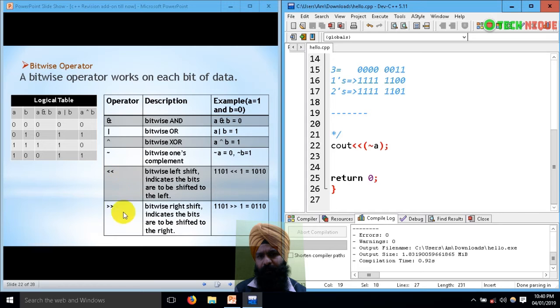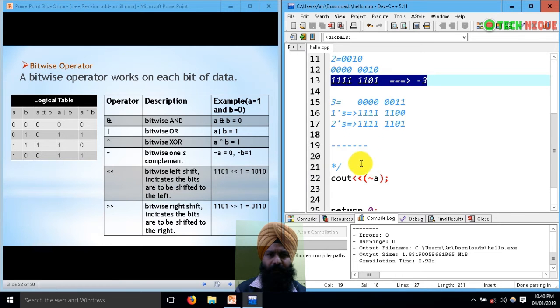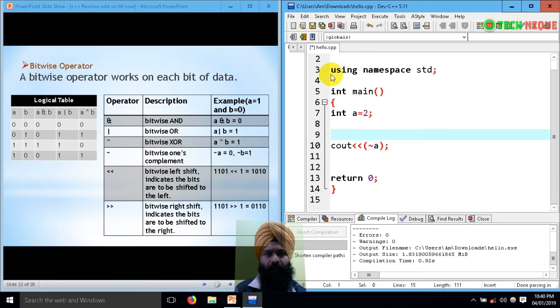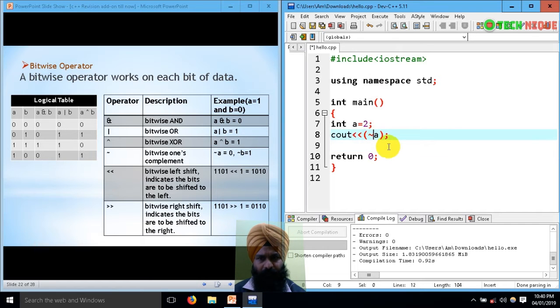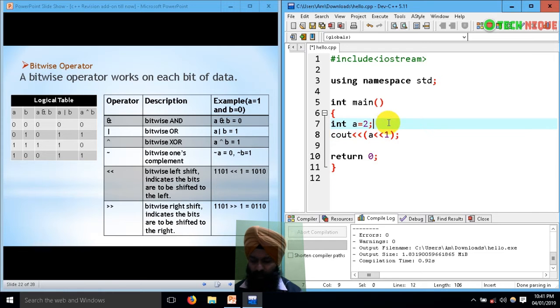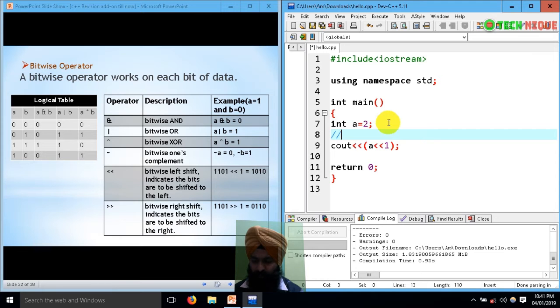Okay, now the next two are the shift operators. So let's go through the same code. Now instead of this, I'm going to shift this thing 1 to the right. Sorry, left. So this is the left shift operator. Now my binary equivalent of a would be this, so this is your binary equivalent.